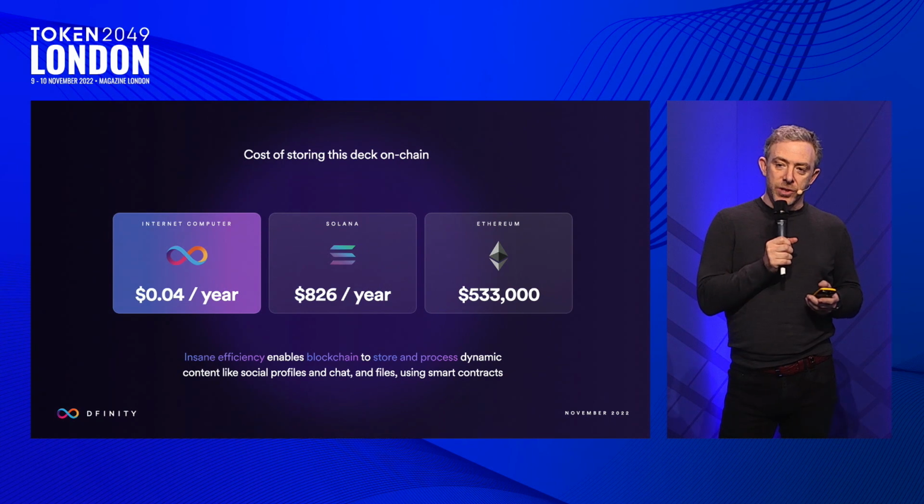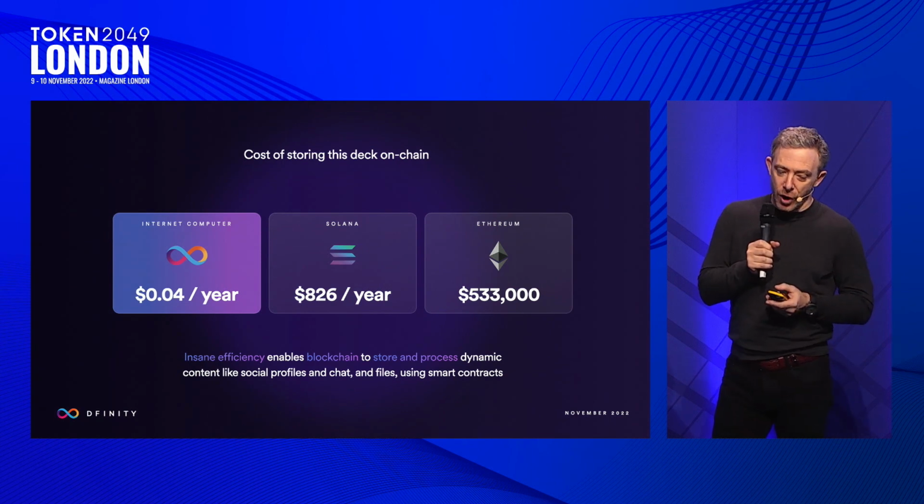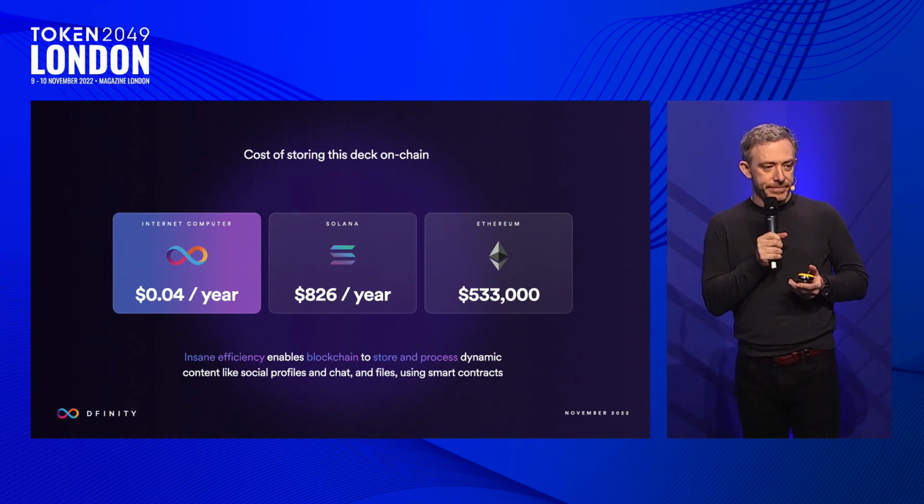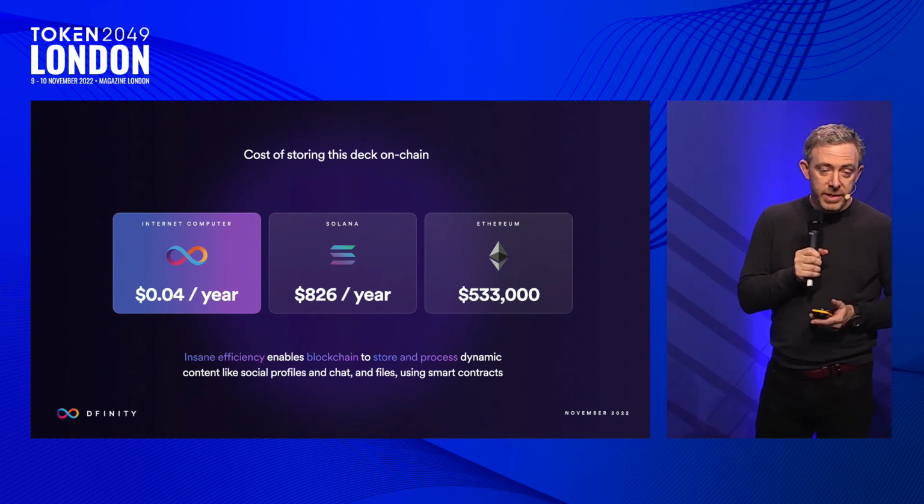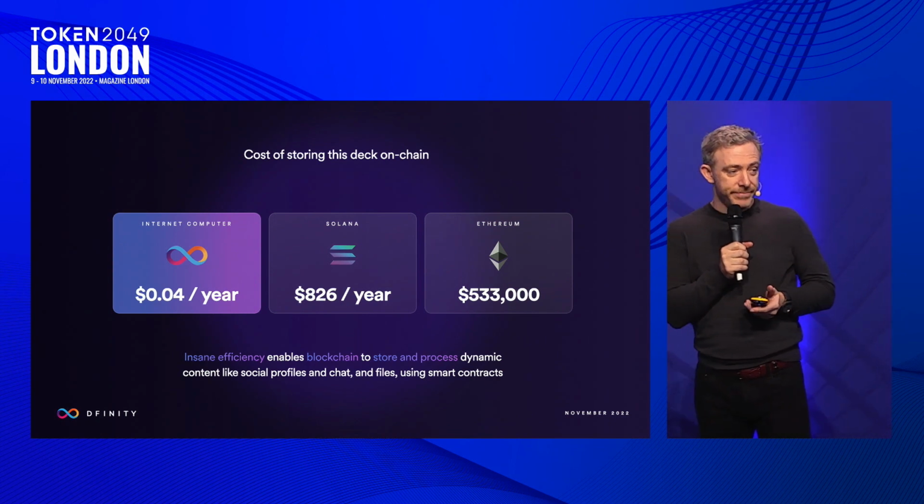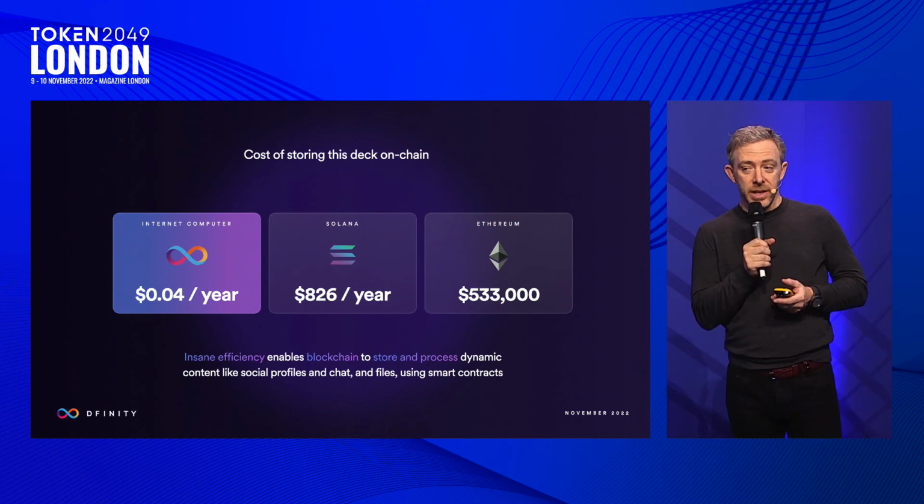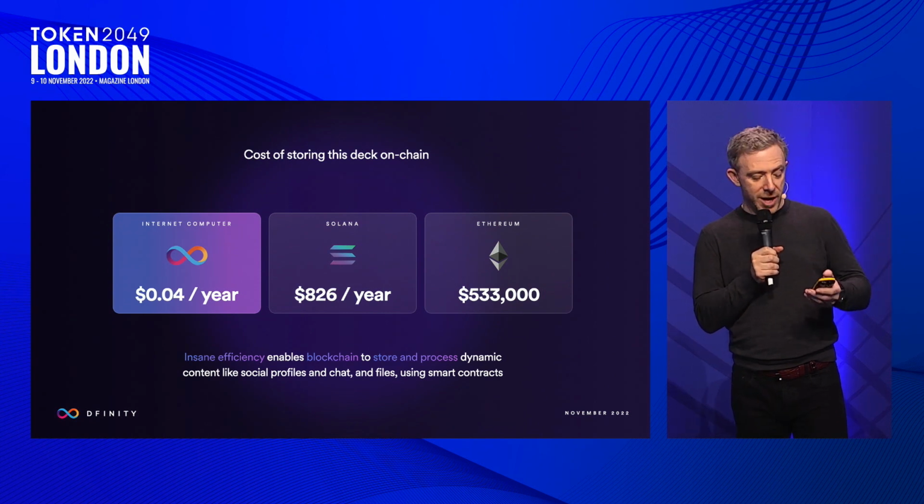This deck can be stored on the Internet Computer for 4 cents a year. Really nothing at all. On Solana, it would cost you $800 a year. On Ethereum, it would cost you $500,000 a year. Truth is, you couldn't even upload it to Ethereum, you couldn't do it.